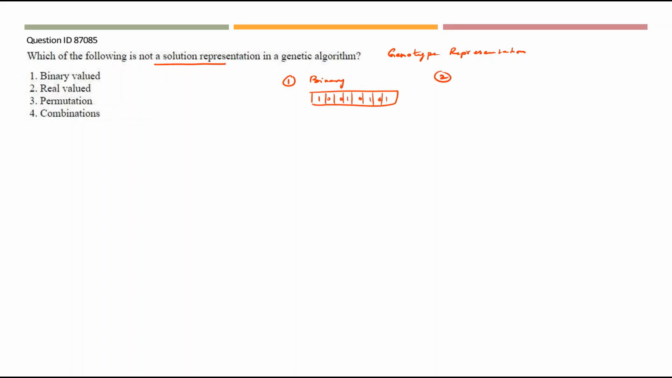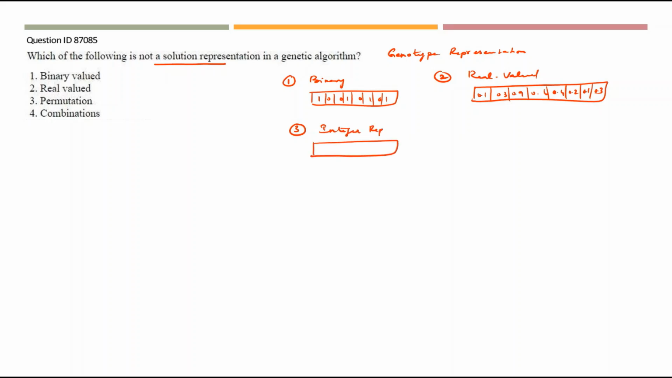The next representation will be real valued representation. This will have real numbers 0.1, 0.3, 0.9, 0.6, 0.4, 0.2, 0.1, 0.3. The third representation will be integer representation. So this will be in the form of integers 2, 3, 4, 3, 4, 2, 1.